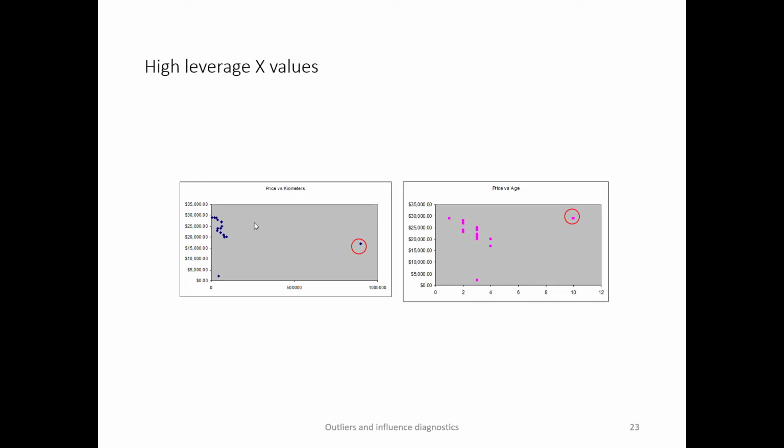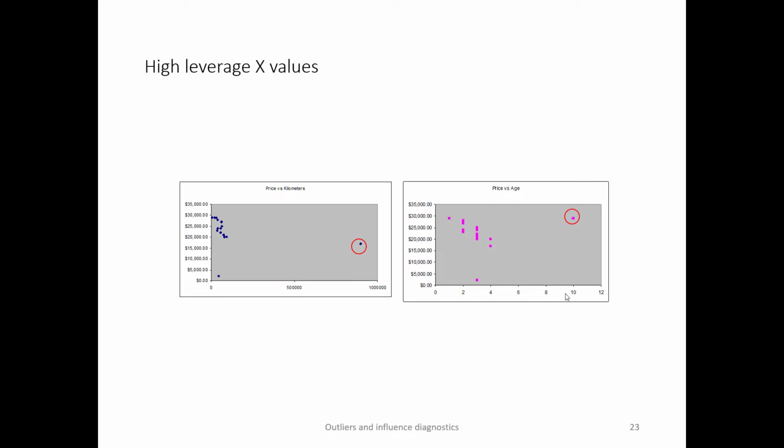Same kind of idea with leverage values. So we have price versus kilometers and price versus age. And you can kind of see encircled in red the respective very, very large X variables, right? And when you look across that X-axis, we have this car here, price versus kilometers, and the kilometers seem to be around 900,000 kilometers. Now, is that realistic? Hard to say, right?